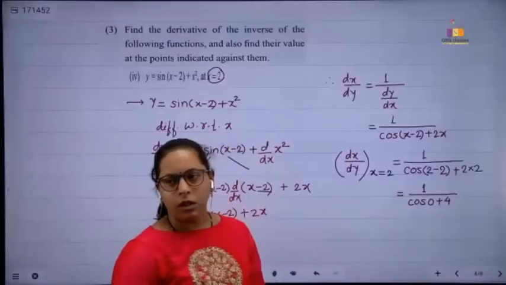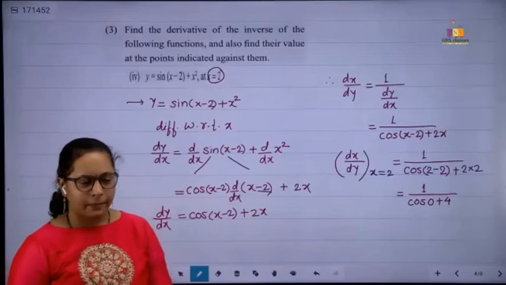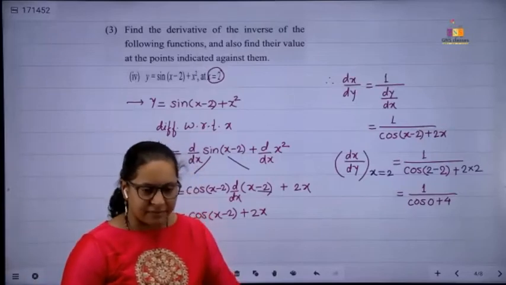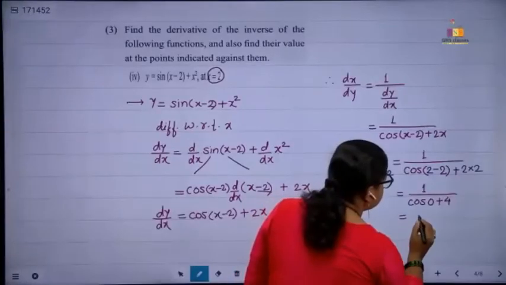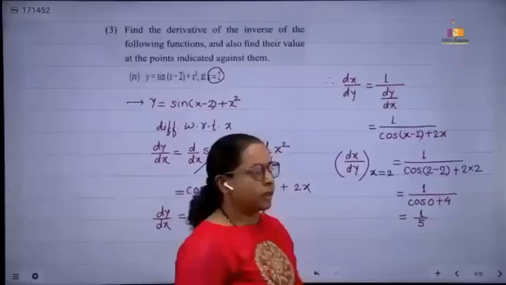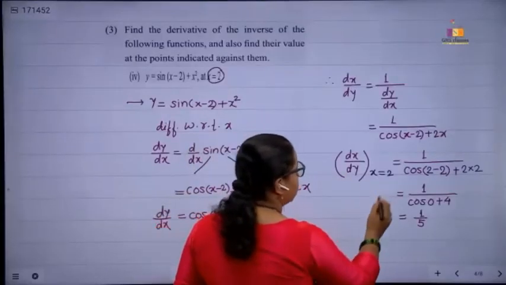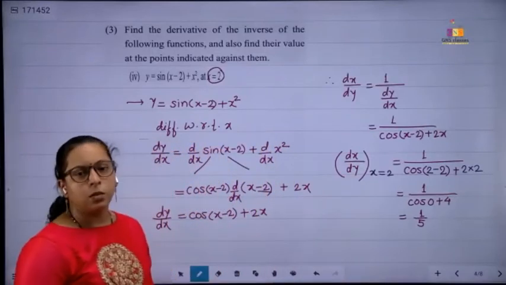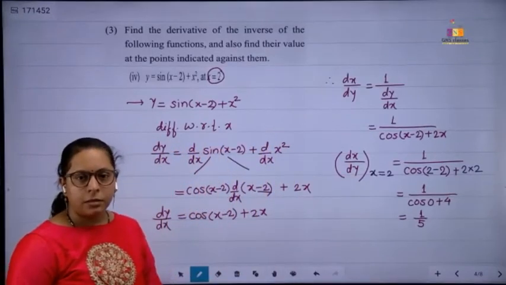Cos 0 is equal to 1. Correct. Good. That means our answer is 1 upon 5, because cos 0 is 1, plus 4 is 5. That means dx by dy when x is equal to 2 is 1 upon 5. Have you understood this?